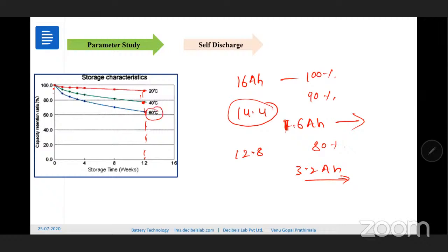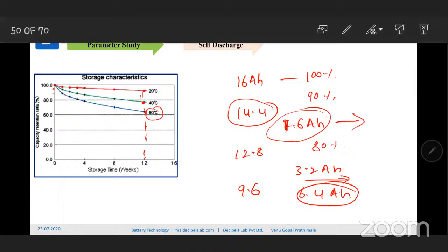But when storing at 60 degrees Celsius, it came down to almost 60%. So 60% is 16 into 0.6, which is 9.6, meaning almost 6.4 amp hour has gone as waste, which is four times the 20 degrees Celsius value. So this mainly depends upon the temperature. You have to make sure the cell is stored at room temperature, or away from heat sources. That's about the self-discharge.